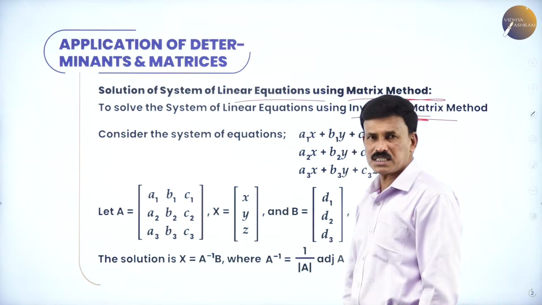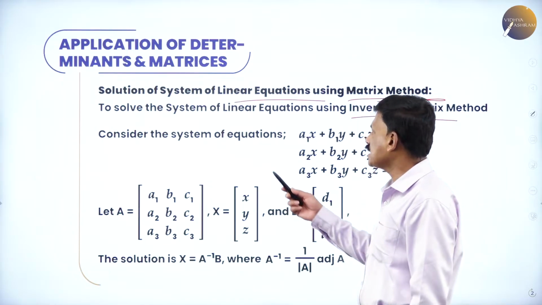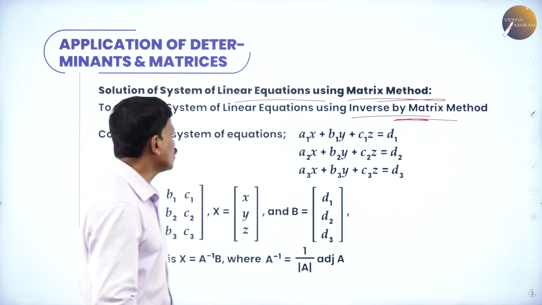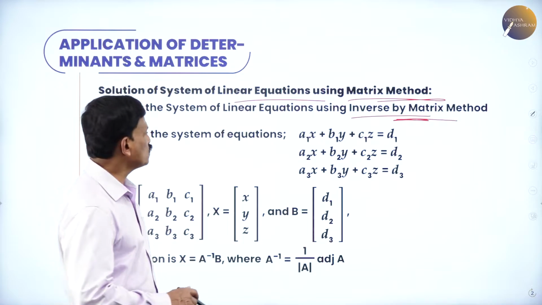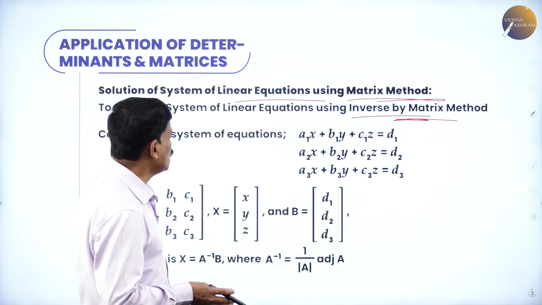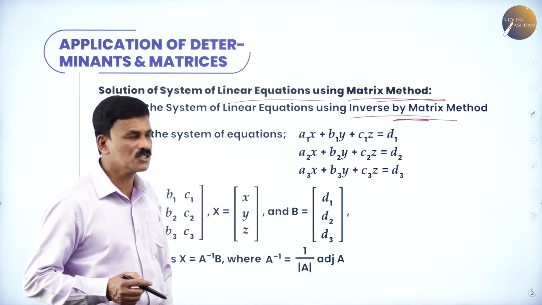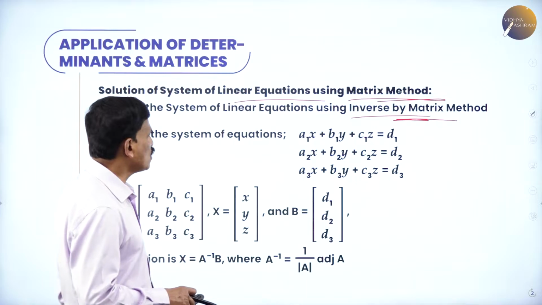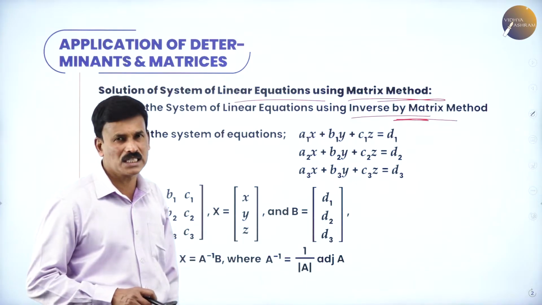Now let us consider the system of linear equations. Let us consider the equations a1x plus b1y plus c1z is equal to d1, and a2x plus b2y plus c2z is equal to d2, and the third equation a3x plus b3y plus c3z is equal to d3. These are the three equations given. Then we solve these three equations using matrix method.